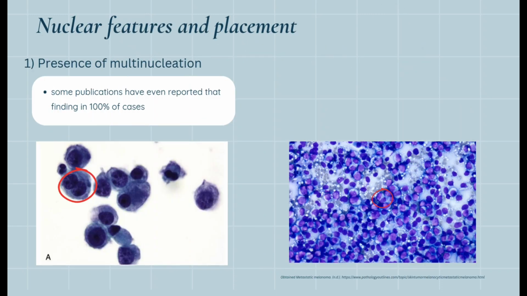Nuclear feature and placement. There are a lot of nuclear features that we have learned for atypical cases, such as nuclear enlargement, high NC ratio, hyperchromatic, coarse chromatin, and so on. But in this case, metastatic melanoma, I will highlight some of the important nuclear features that will help to diagnose. First is the presence of multinucleation. Multinucleation has been frequently seen in several published series, and some publications have even reported that finding in 100% of cases.